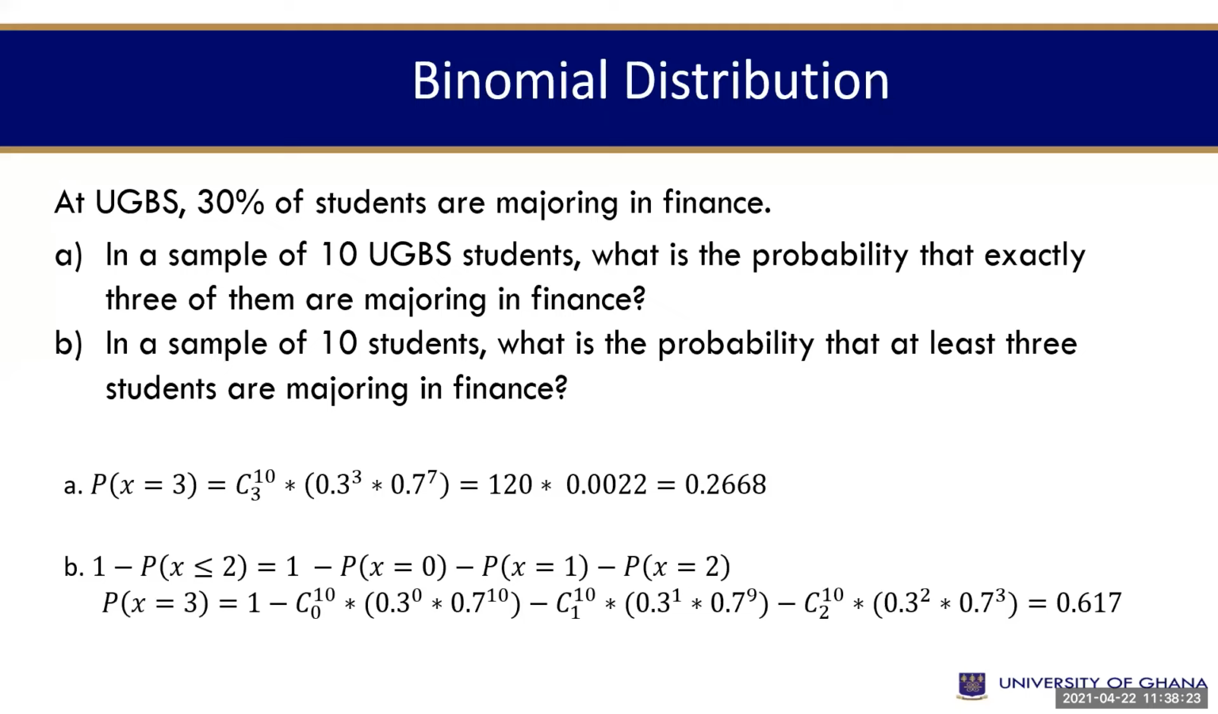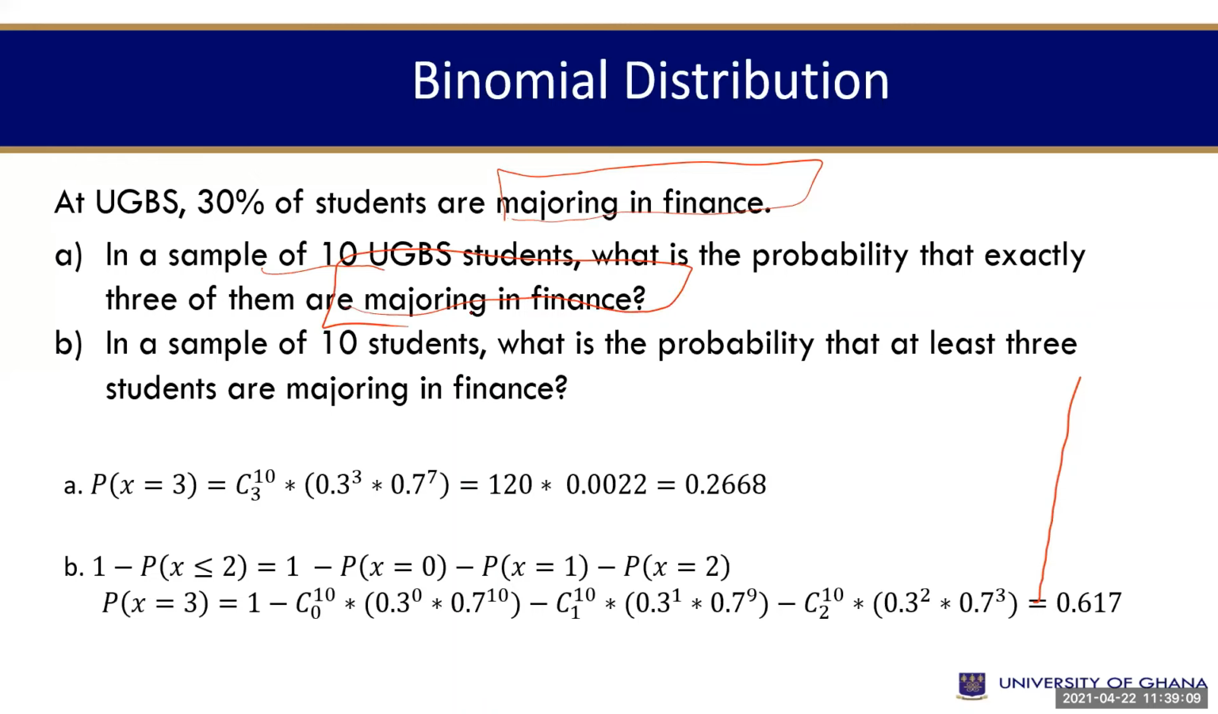At UGBS, 30% of students are majoring in finance. Please, this is another example, so just watch it. In a sample of 10 UGBS students, what is the probability that three of them are majoring in finance? Here, either you major in finance or you major in other courses, so two possible outcomes from the trials that we are going to engage. So we looked at 10 students, which is our trial. What is the probability that we will have three of them majoring in finance?